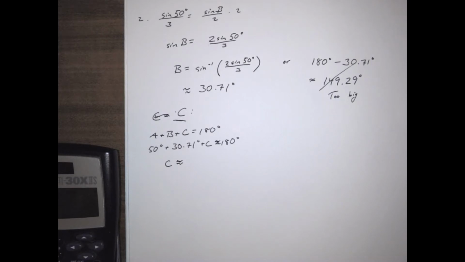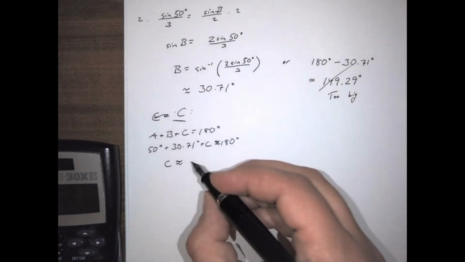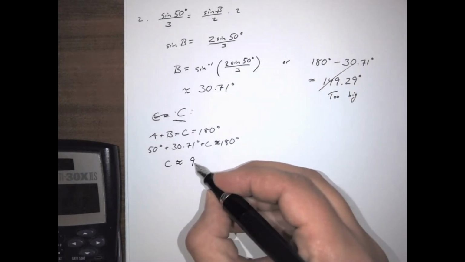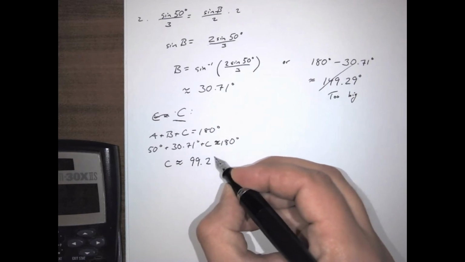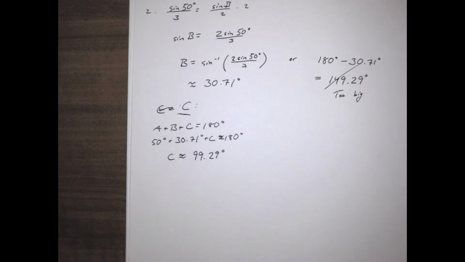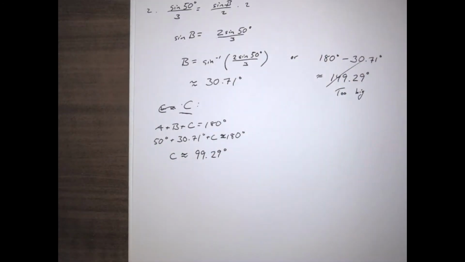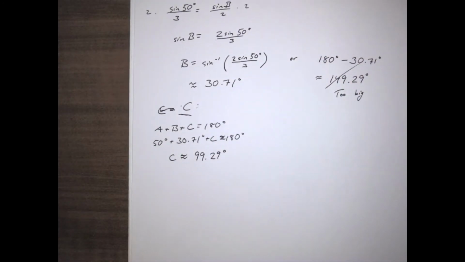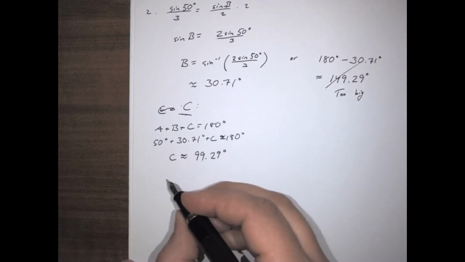That's 30.71, and that's equal to 99.29. So be it. And again, these should all add up. And based on this, we know that side C is going to have to be the biggest side of all, but we'll let the law of sines decide that for us.